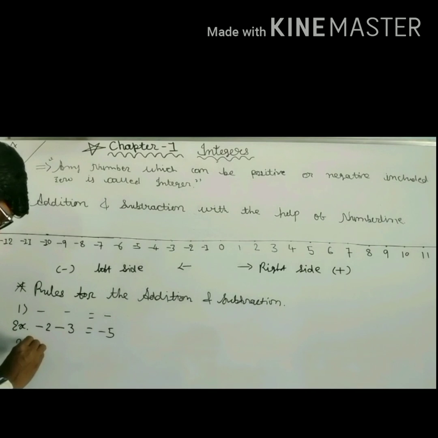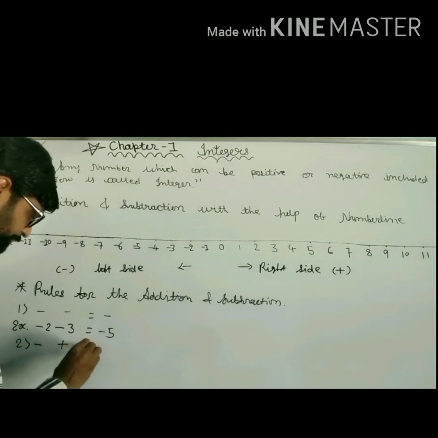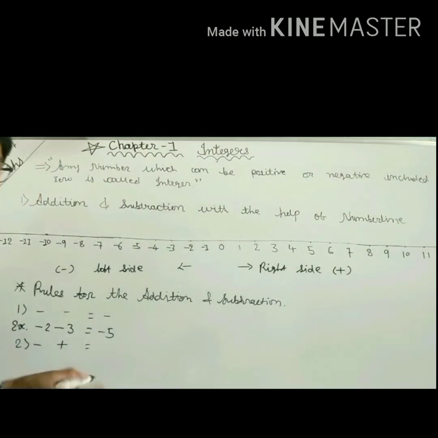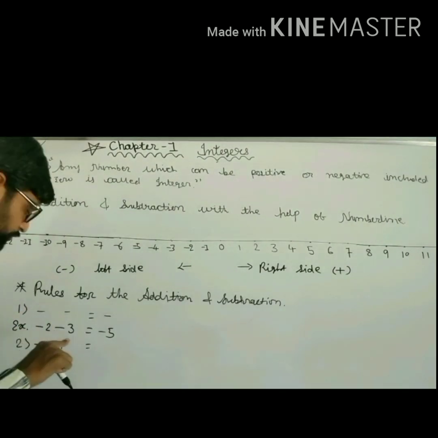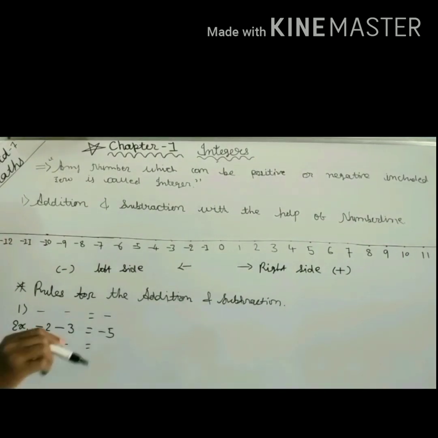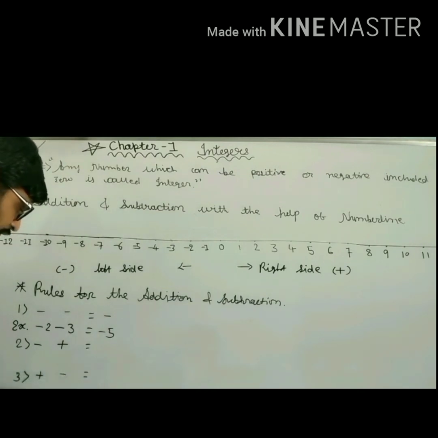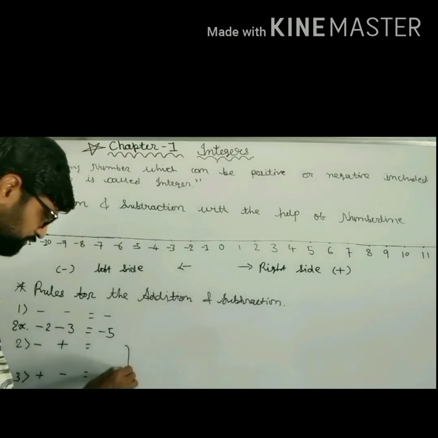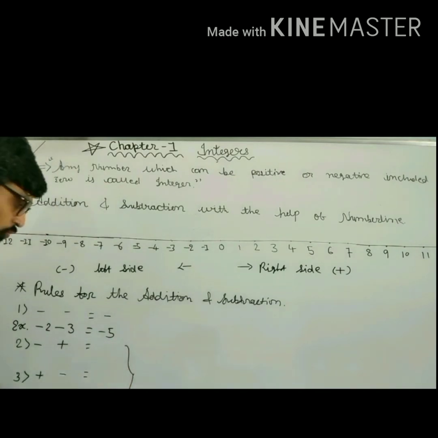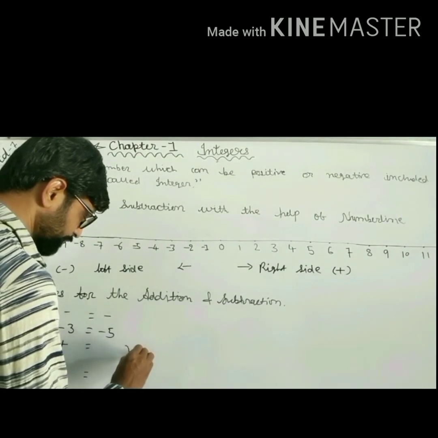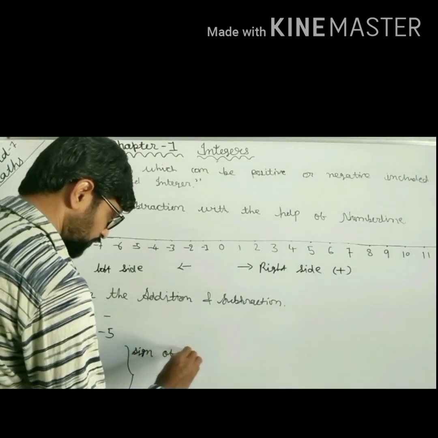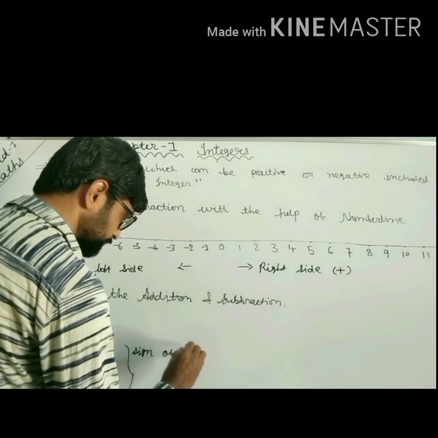Let's see the next example. Rule number 2: first one is minus, then second one is plus. Then what is the sign? Here in rule number 2 and rule number 3, the same thing will be applied. Rule number 3 is: first one is plus, second one is minus. Then in both rules you have to put the sign of the bigger amount.